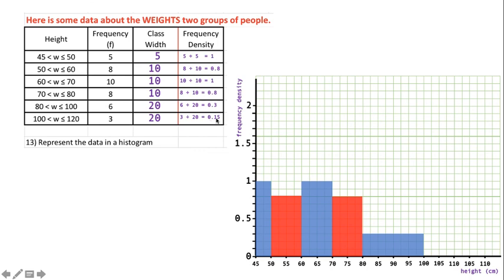And then the last one, it's going to have a frequency density of 0.15. So the height of the bar is going to be 0.15. The width of the bar is going to be 20. And that makes the area of the bar equal to 20 times 0.15, 3.